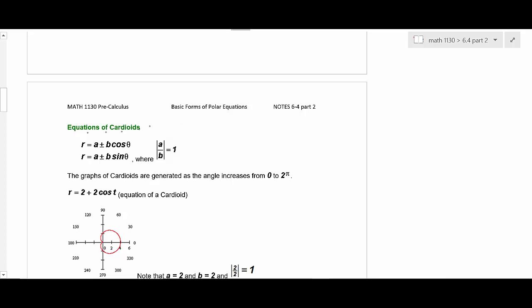So I also want you to know the cardioids. Most of the things on this handout you're not going to have to know for testing purposes, but I do like students to be able to spot a cardioid and a limacon and just know the difference between the two. I don't particularly like the way that this handout does this. It might be better if you wrote it this way. If you have r equals a plus or minus a cosine theta, or r equals a plus or minus a sine theta like that, okay?